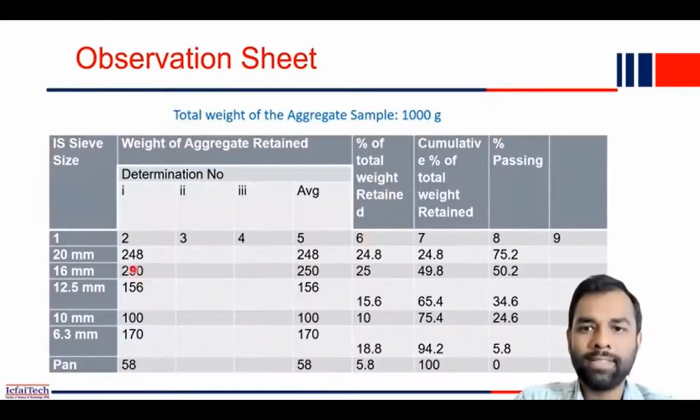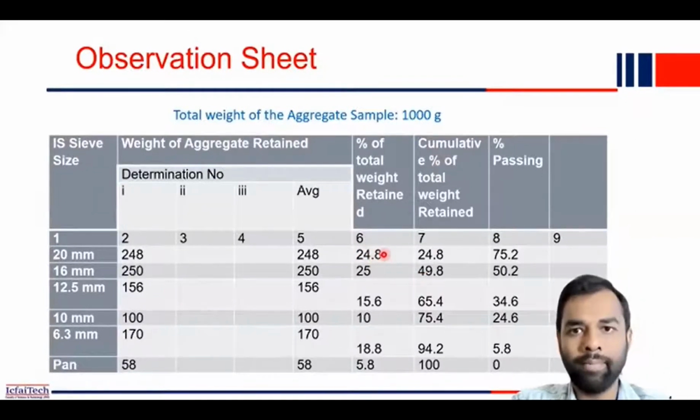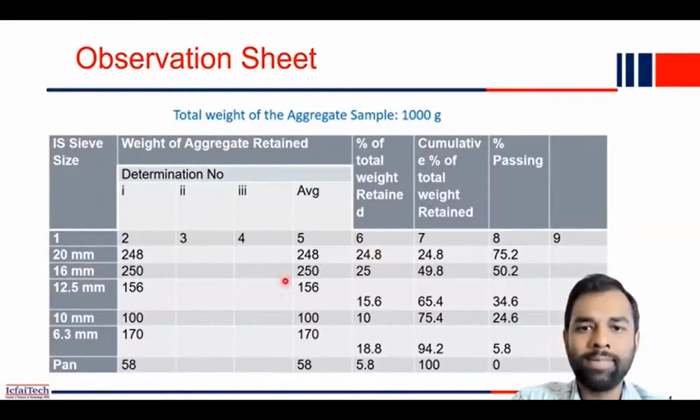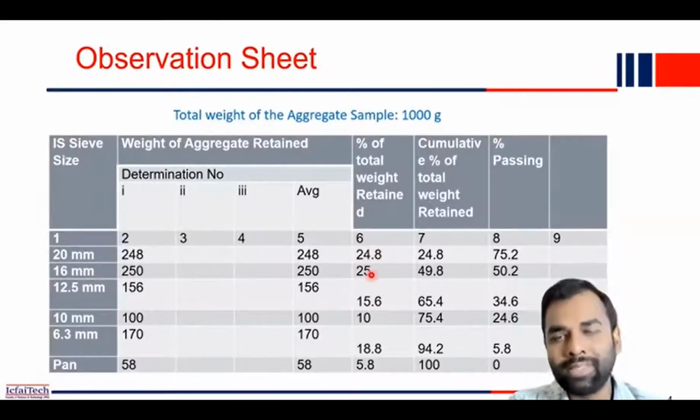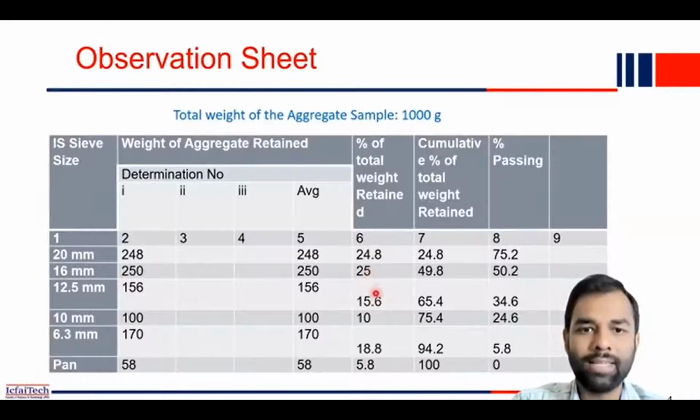So the first is 248 gram retained, right? So the percentage weight retained: the total was 1 kg, that is 1000 gram. So 248 divided by 1000 into 100 will give you 24.8 percent of sample retained at the 20 mm sieve. Similarly, at the 16 mm sieve, 250 gram, which is nothing but 25% of the total aggregate, is retained. So like that, all the values we are keeping in this column.